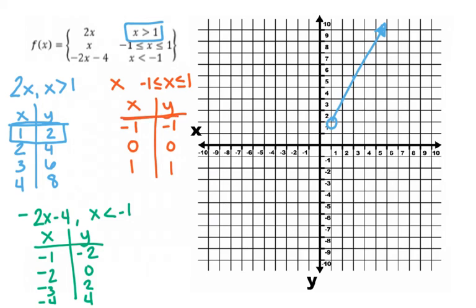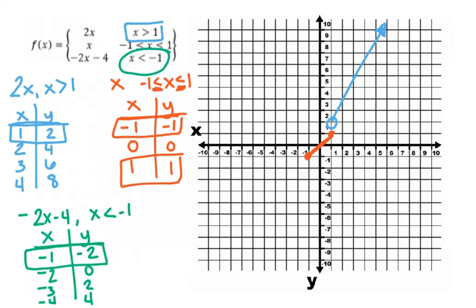The next one, my important points are at -1 and 1. And since I have the little bar, that means it can be equal to. So when I graph these points, they're going to be closed. And then for the last one, here's my important point. I don't want it to be equal to -1, so I'm going to have an open circle there. And then I would just graph the rest of them. And I would use an arrow to denote that it keeps going on forever.